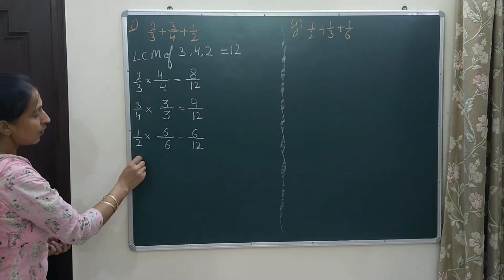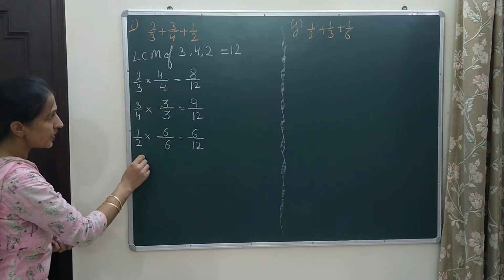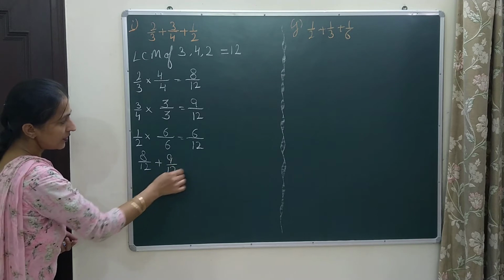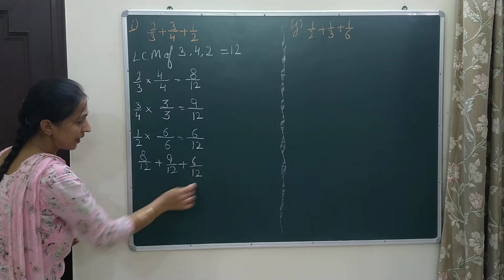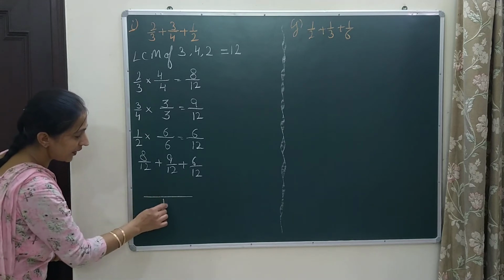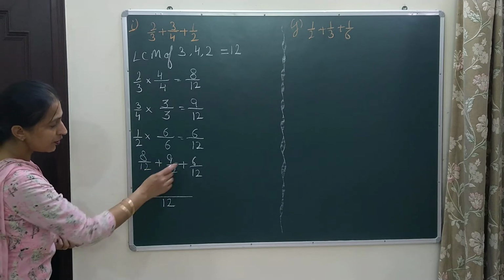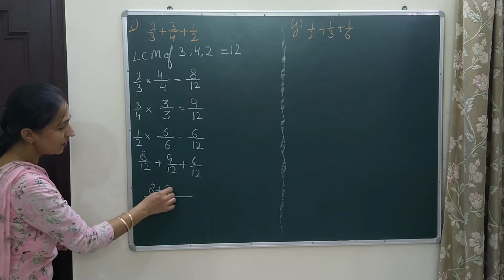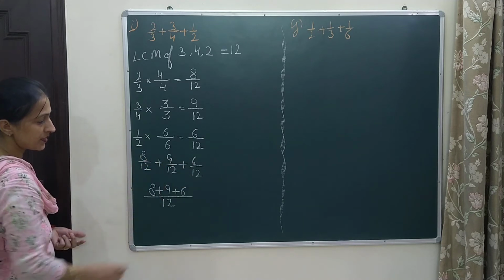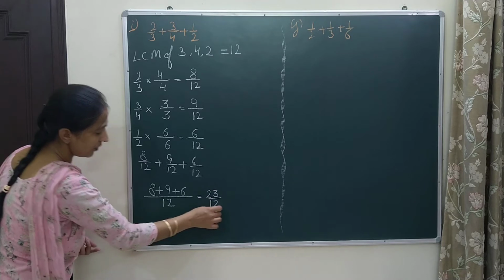Now we will apply the given operation of addition between all these 3 fractions, that is 8 by 12, 9 by 12 and 6 by 12. As all these fractions have the same denominator 12, we will write 12 in the denominator only once, and in the numerators we will add all the numerators. Here it is 8 plus 9 plus 6, and when we add it is 23 by 12.